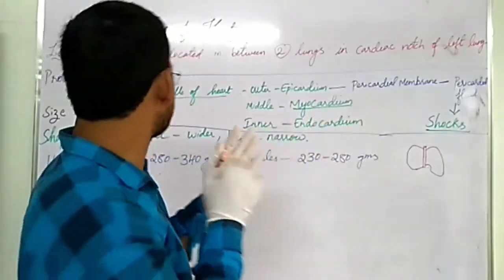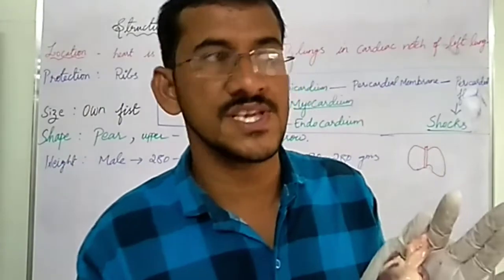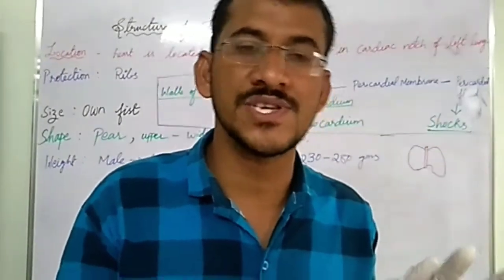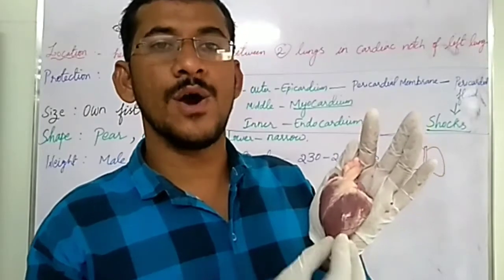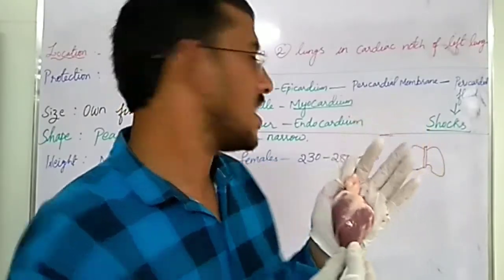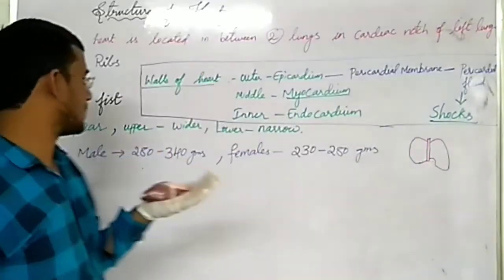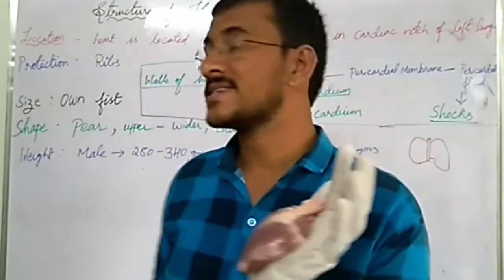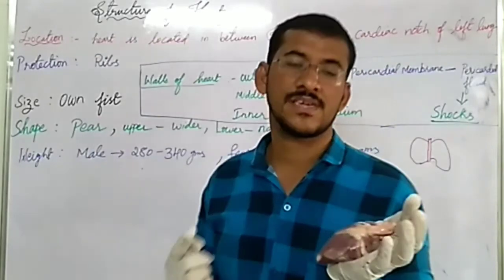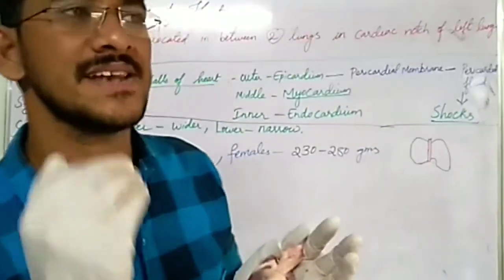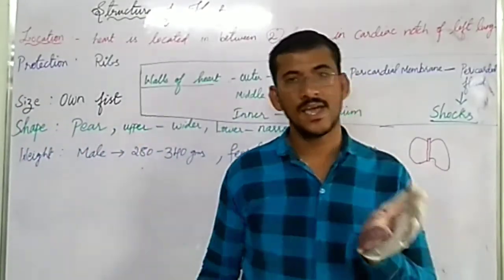So the upper side is called anterior, the lower side is called posterior. So the anterior region is wider, the posterior side or lower side is narrower. That's why it is just an outline triangular. Let's see the weight. In males, it is 280 to 340 grams. In case of females, it is a little bit lower, that is 230 to 280 grams.